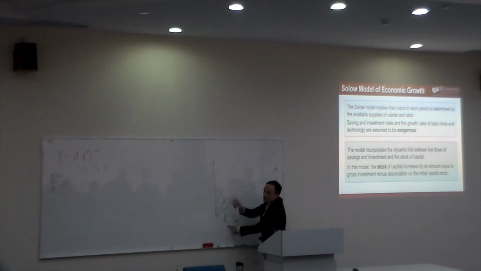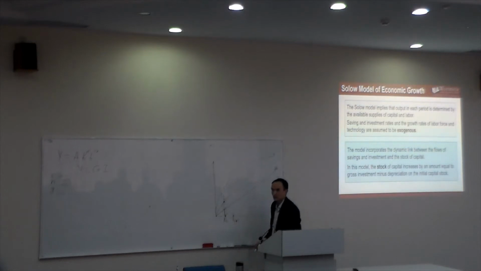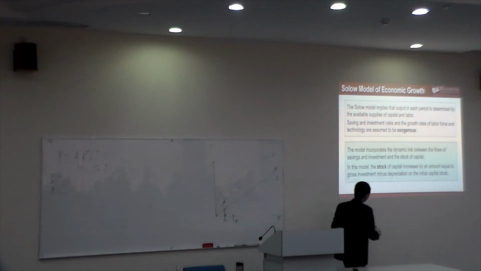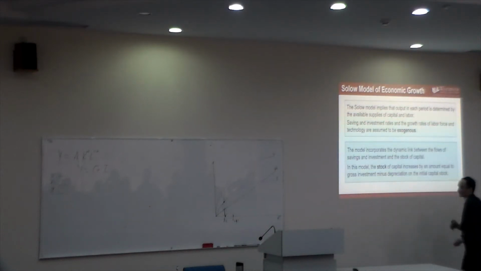Capital is going to depreciate. If it stays this much, it's going to depreciate by this much. Because investment is greater than depreciation, this much of investment is going to compensate for the depreciation, and the remaining is going to be added to the next period's capital. This is the dynamic link. Good.